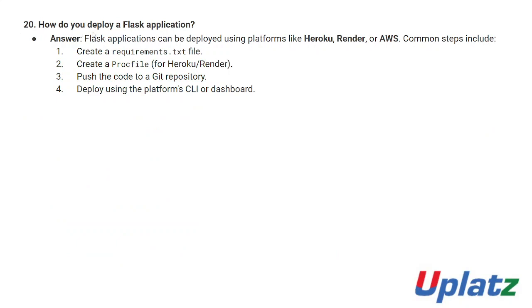20. How do you deploy a Flask application? Flask applications can be deployed using platforms like Heroku, Render, or AWS. Common steps include: number one, create a requirements.txt file, create a Procfile for Heroku or Render, then push the code to a Git repository. Now deploy using the platform's CLI or dashboard.